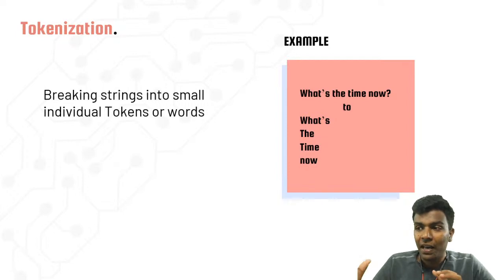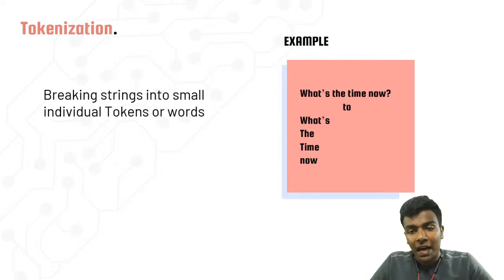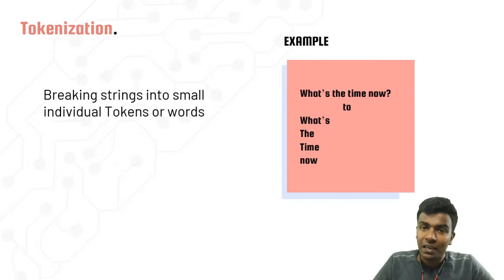Okay, so here we have the complete sentence or complete text which is present in the chat, chatbot or voice assistant. From that, it's going to segregate each and every word, which is what is meant by tokens. So here "what's" is one token, "the" is another token, "time" is another token, and "now" is also another token. So tokenization is the process of breaking the string into small individual tokens. I hope you guys got this.